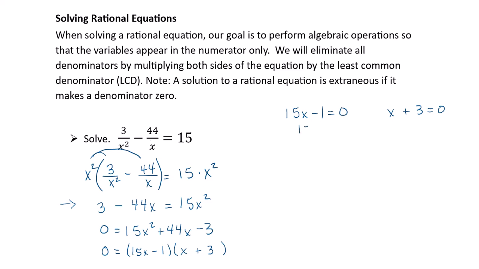So for this one, 15x equals 1 and x equals 1/15. Over here, x equals negative 3. Now neither one of those is going to cause us to have division by 0. So we have two valid solutions.